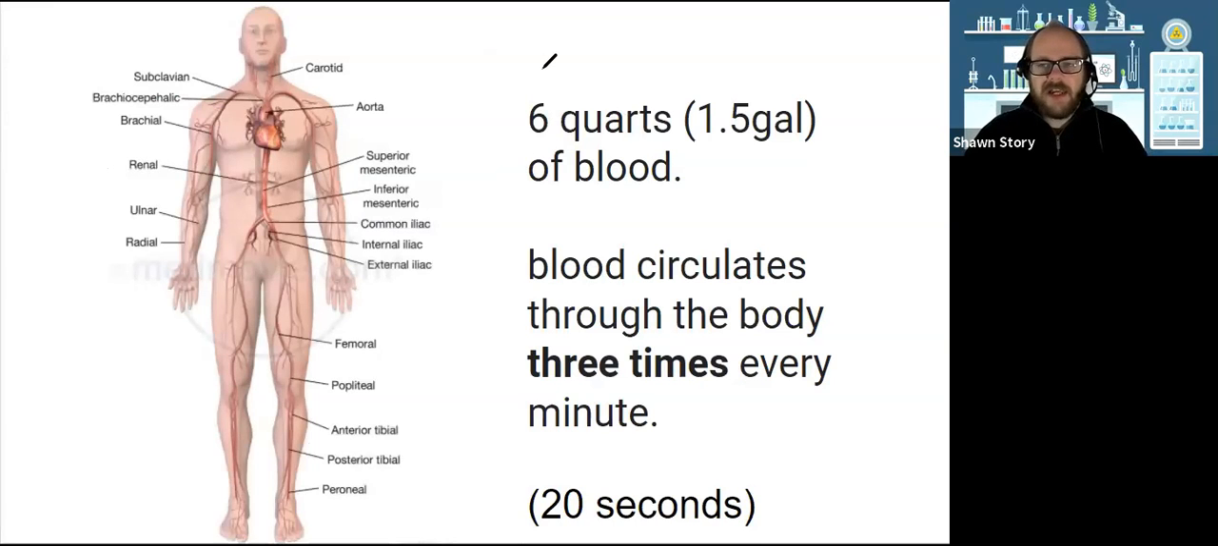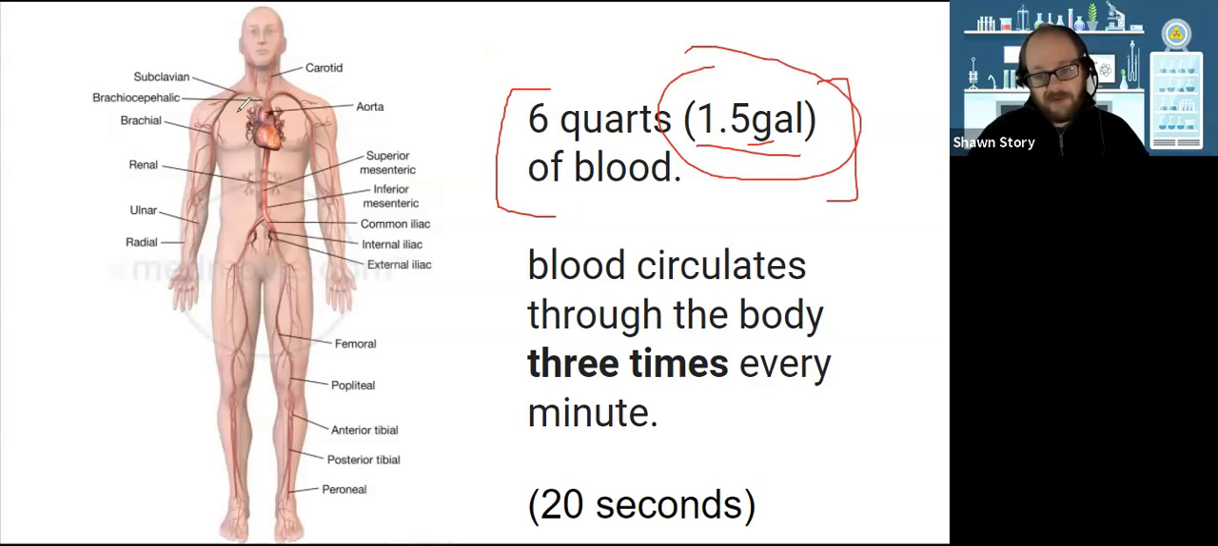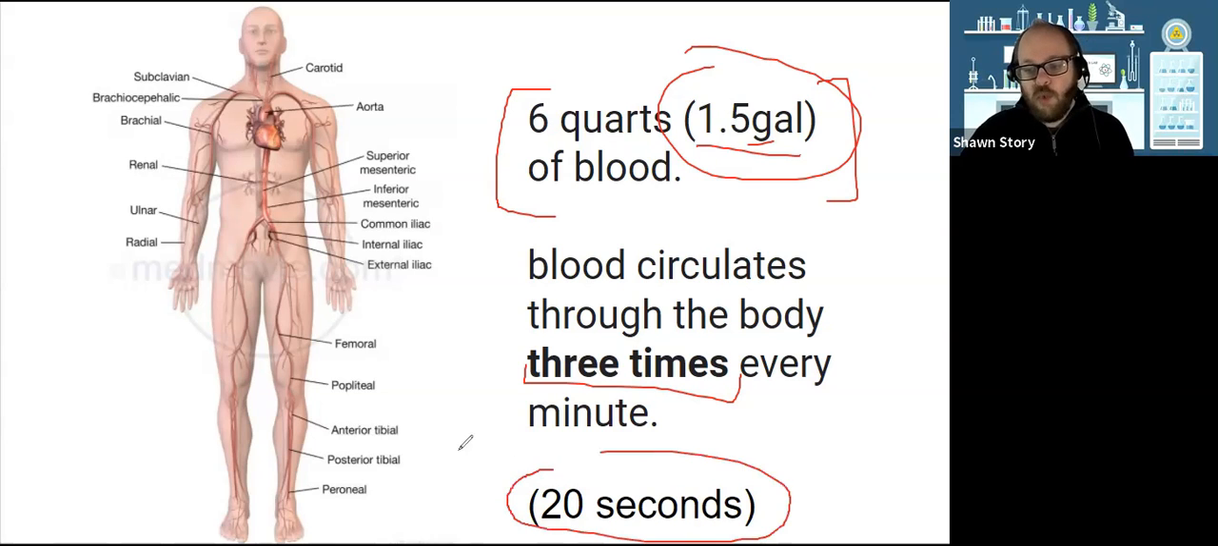Especially as EMTs or people who work in the ER, we have 1.5 gallons of blood in our system. But the thing is that 1.5 gallons of blood goes through our entire system 3 times every minute. Think about that. 3 times every minute. Wow. That's a lot, right? I mean, it's pumping, right? Boom, boom, boom, and it's going through our entire system 3 times every minute. So that means 1.5 gallons of blood is going through your system every 20 seconds.